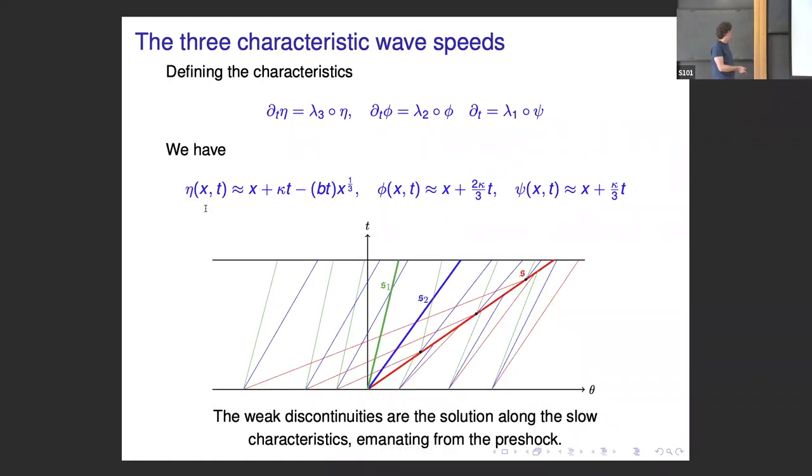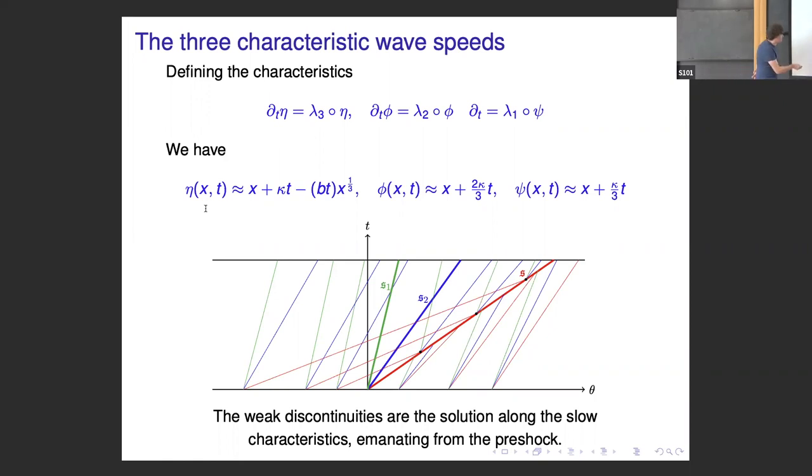Okay. Now, let's again define our characteristics, eta, phi, and this should be psi, which I'm missing here, in terms of the lambda 3, lambda 2, and lambda 1 characteristics. From these sort of heuristics, you end up with approximate Lagrangian labels, eta, phi, psi. And this is a picture of the complexity.